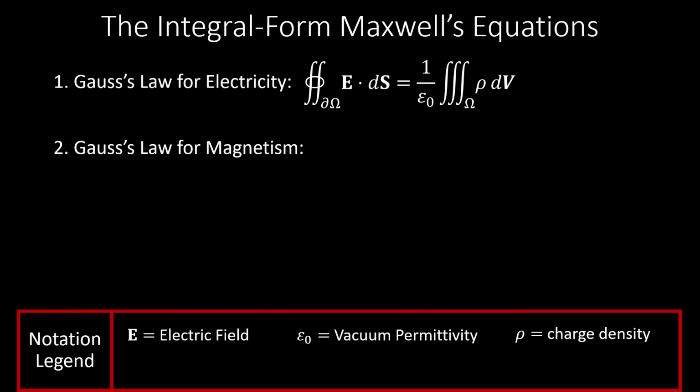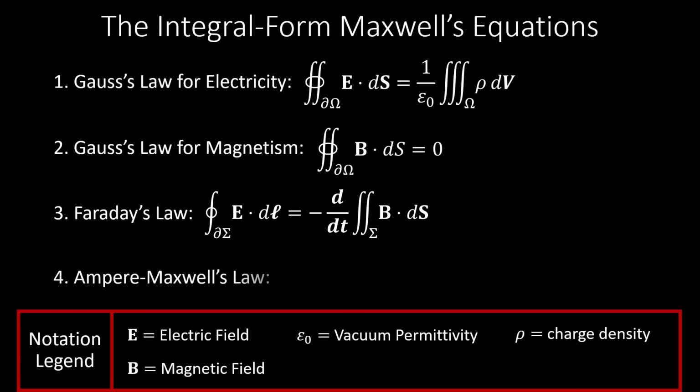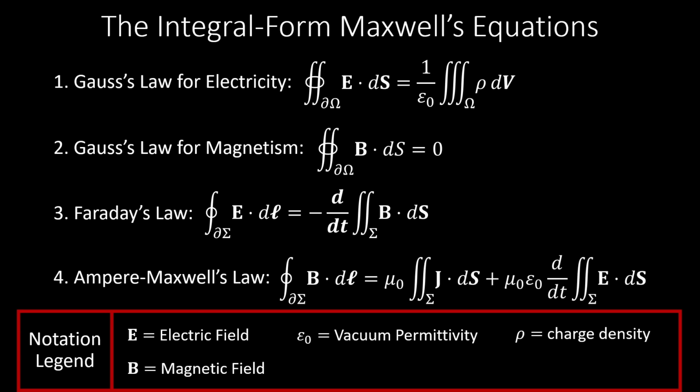2. Gauss's law for magnetism. B here is our magnetic field. That's about the only new term introduced here. Let's continue with Faraday's law. We've introduced a derivative here with respect to time, but no other terms here are new. So we can continue on to the Ampere-Maxwell law. Mu naught here is vacuum permeability, whereas J is the current density as opposed to the aforementioned charge density that ρ stands for. These four equations contain all of classical electromagnetism in addition to the Lorentz force law.